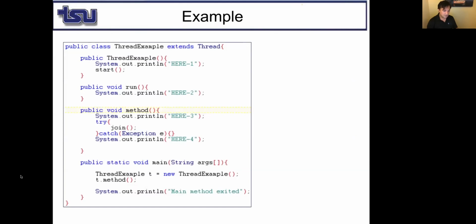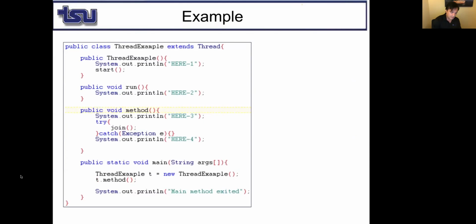Okay. Well, let's see. I have ThreadExample that extends Thread. I have a constructor here. I have a run. I have a method. And let's see what's happening here. I create an instance of ThreadExample and I make a call to method. This method is non-static, this is static, that's why I did that, right? So I make a call to method.